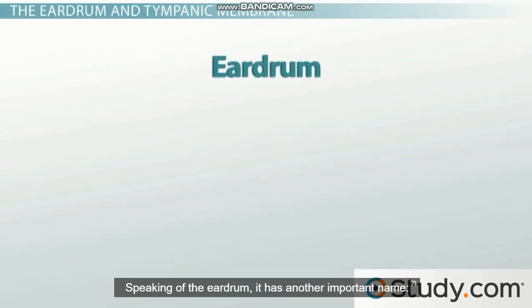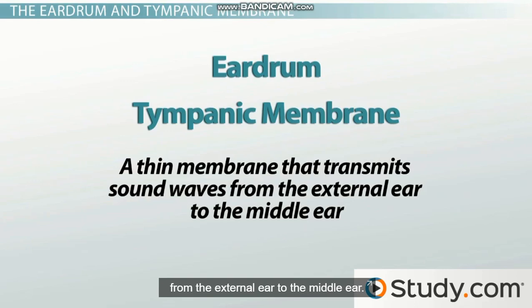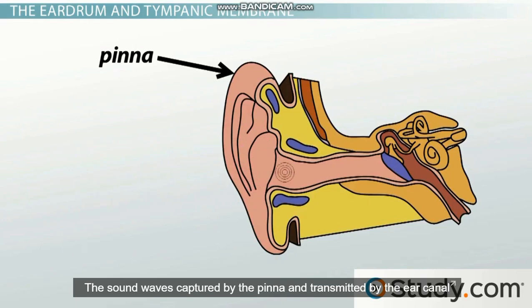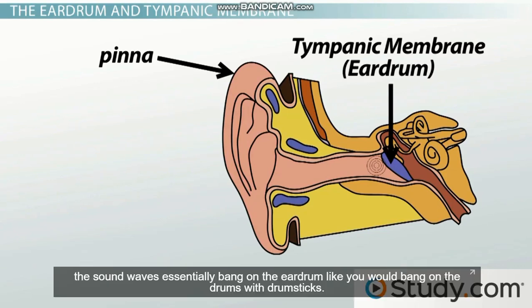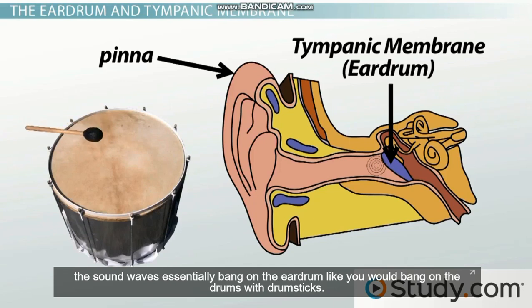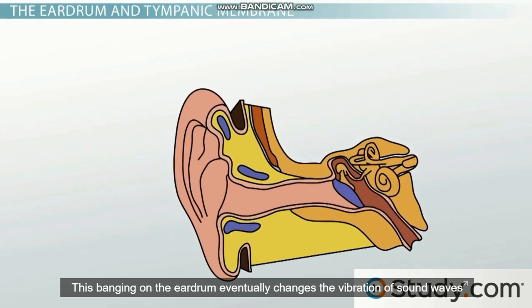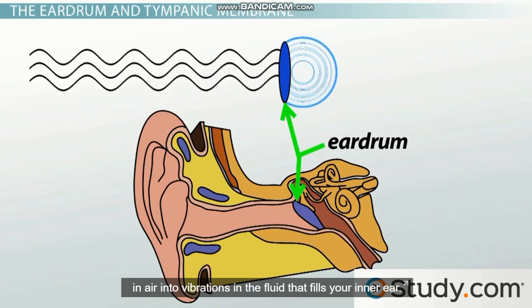Speaking of the eardrum, it has another important name, the tympanic membrane. The tympanic membrane is a thin membrane that transmits sound waves from the external ear to the middle ear. The sound waves captured by the pinna and transmitted by the ear canal eventually reach the tympanic membrane. Once they reach the eardrum, the sound waves essentially bang on the eardrum like you would bang on the drums with drumsticks. This banging on the eardrum eventually changes the vibration of sound waves in air into vibrations in the fluid that fills your inner ear.